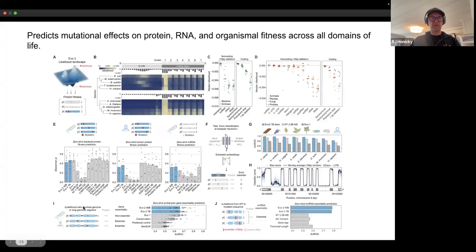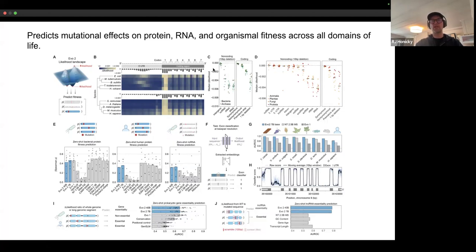Here, I'm not sure, can you guys read this, by the way? It might be hard to read, but the delta likelihood is used to predict whether or not it's an essential gene. Right, so is that kind of clear at least from a high standpoint?